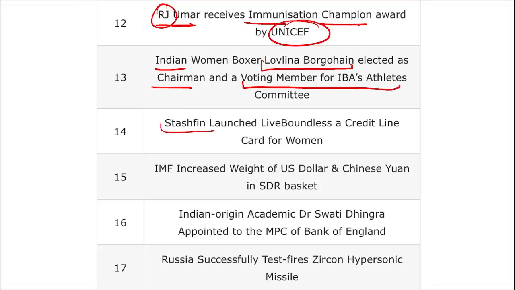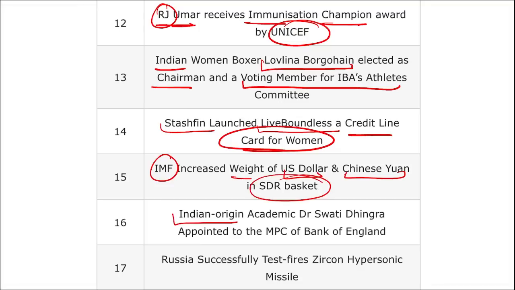Stashfin has launched Live Boundless, a credit card specifically targeting women. IMF, International Monetary Fund, increased the weight of US dollar and Chinese yuan in the SDR basket. Indian origin academic Dr. Swati Dhingra appointed as the MPC member of the Bank of England. And she became the first Indian woman to be appointed to the Bank of England.